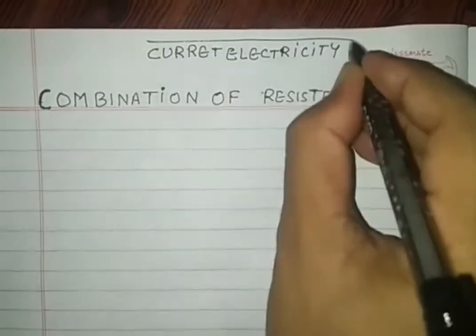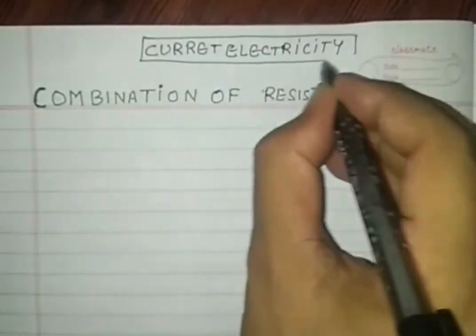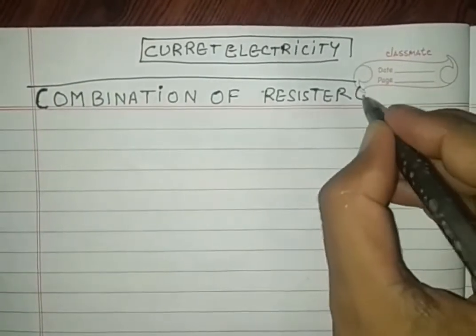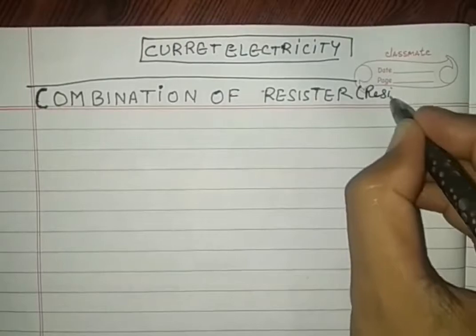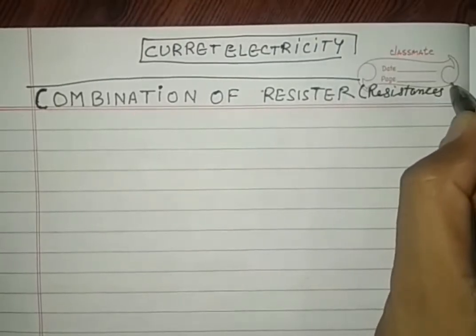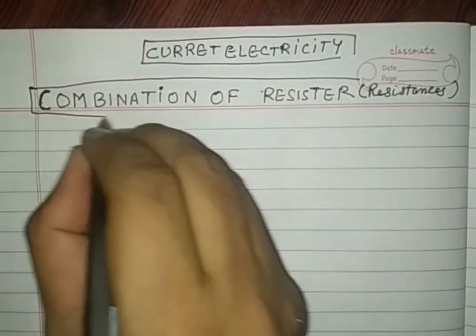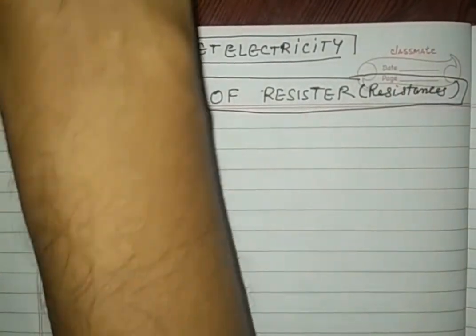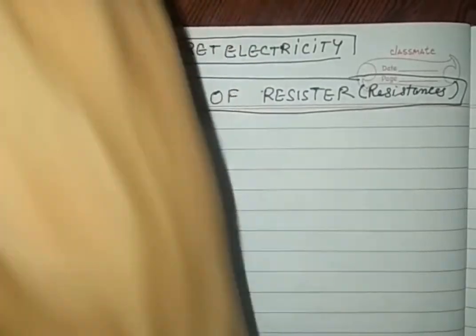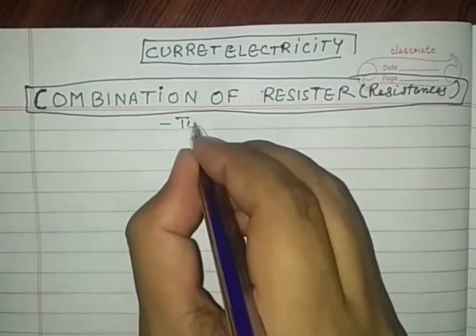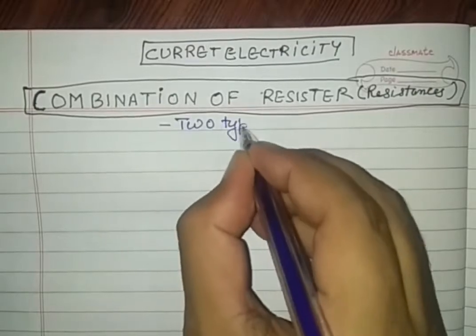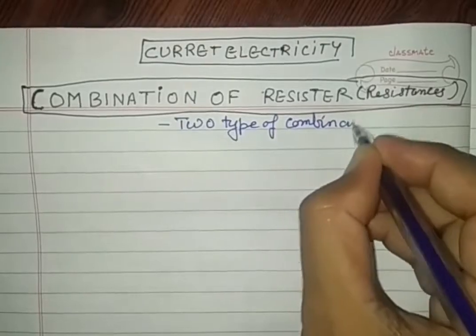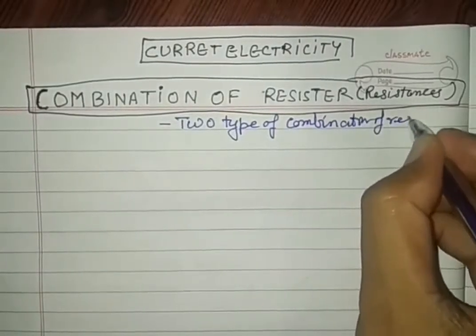In this current electricity chapter, today we are going to see a topic, combination of resistors. These resistors are also called resistances. Combination of resistances. We know there are two types of combinations of resistances.